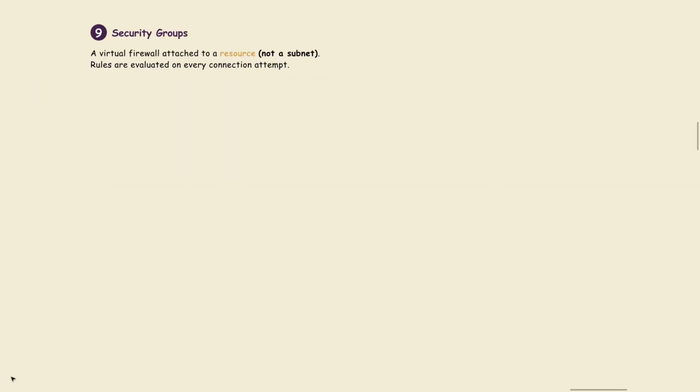Continuing from routing and connectivity, let's now understand security inside a VPC. Up to this point, we controlled where traffic goes. Now we control what traffic is allowed. This is the role of security groups.